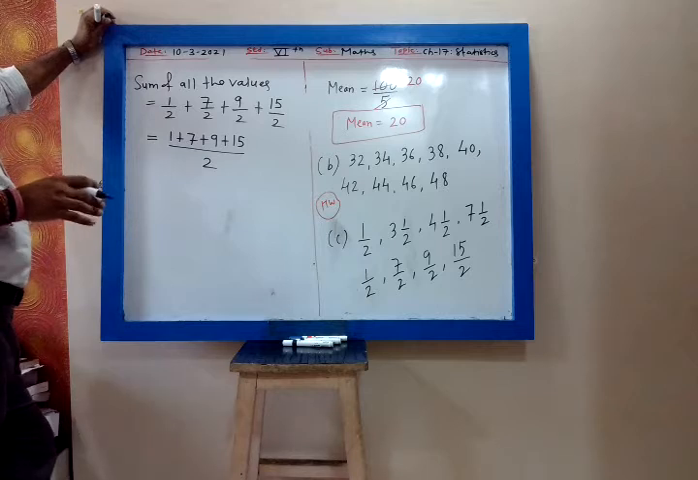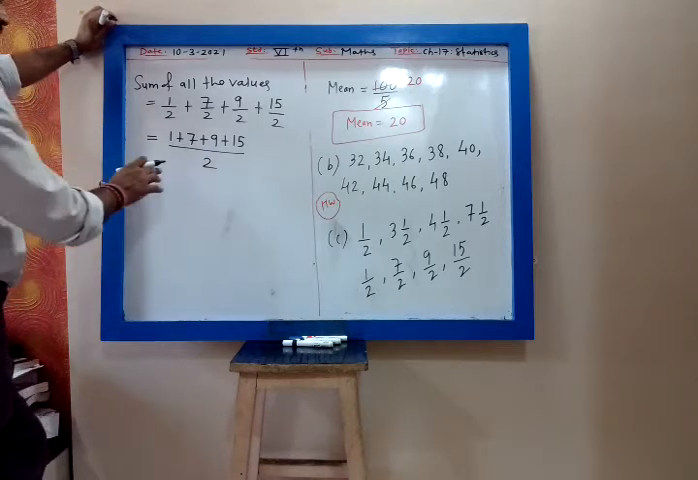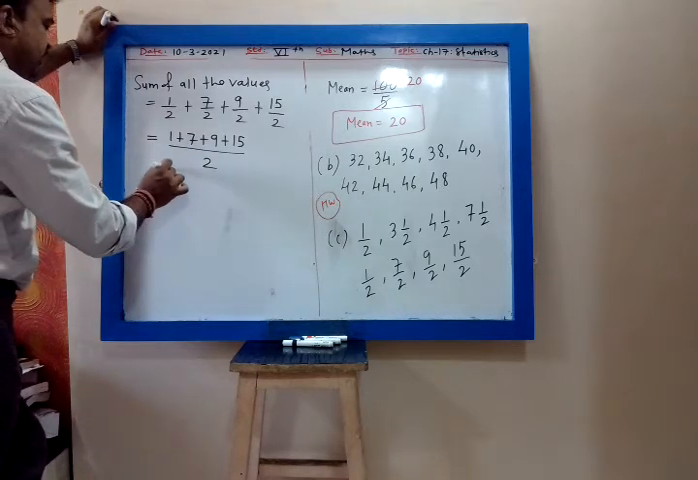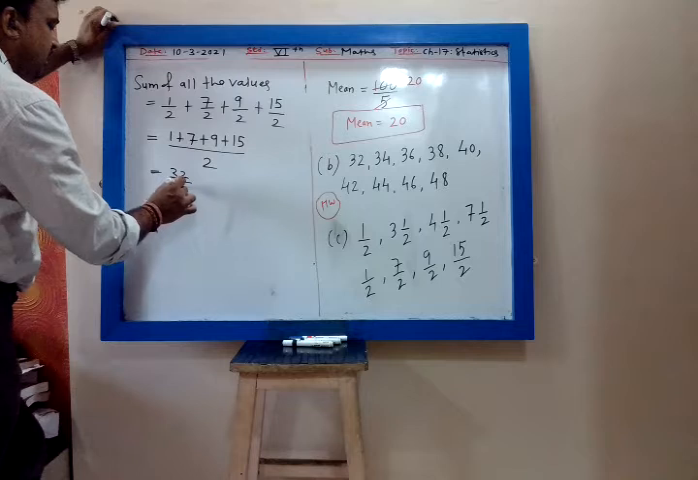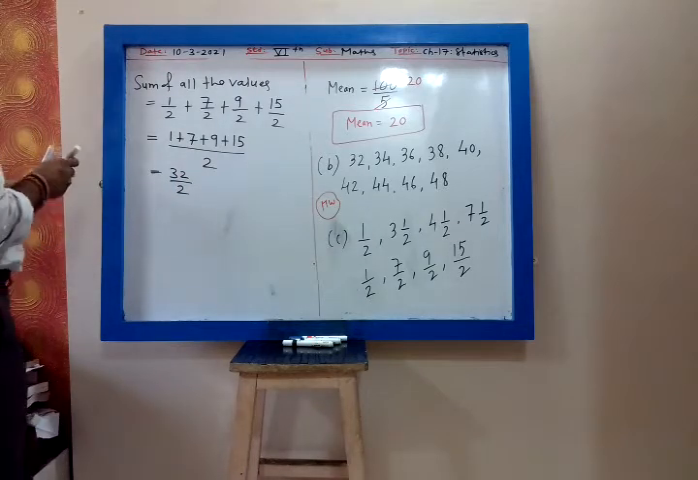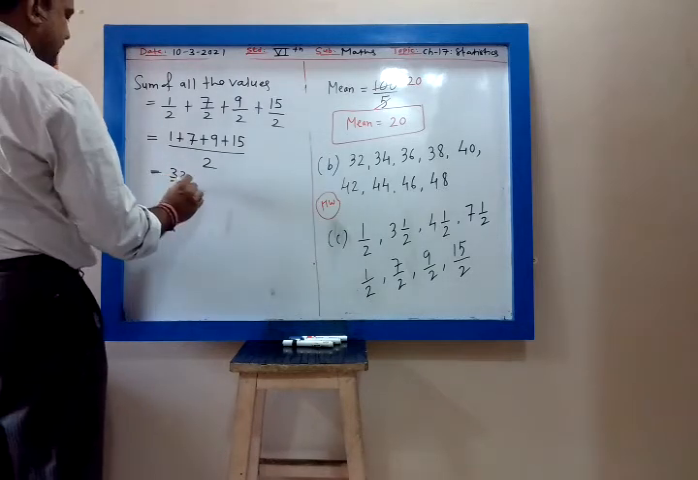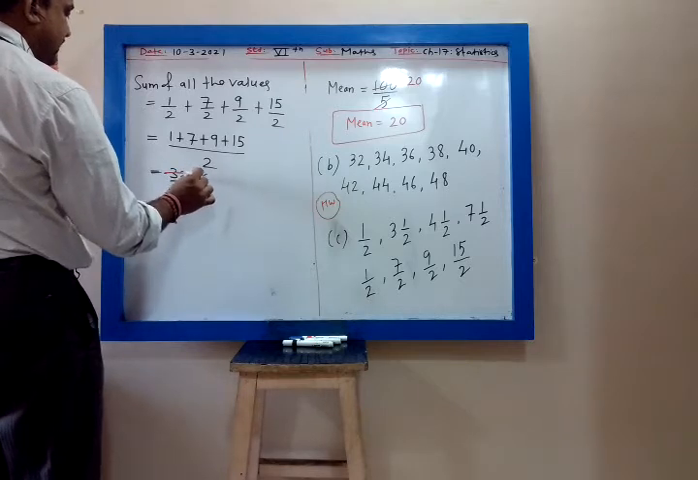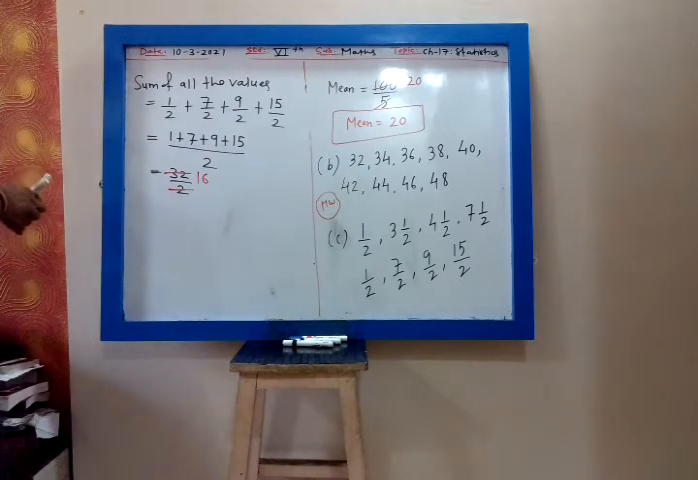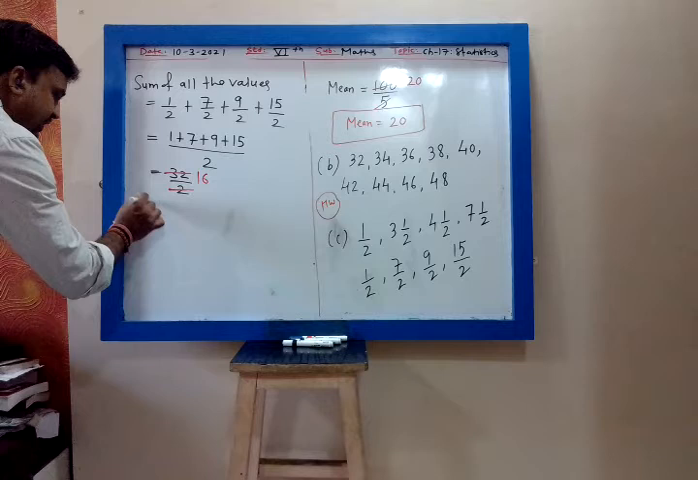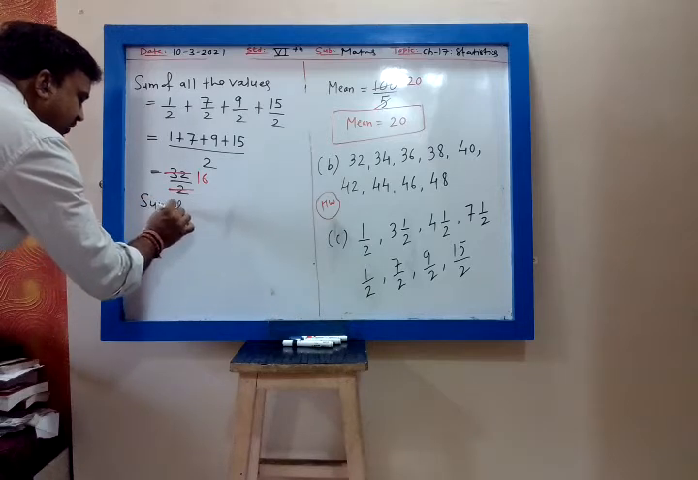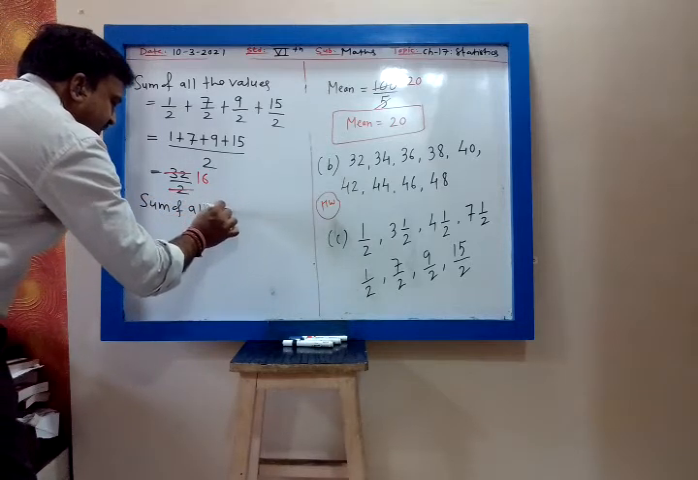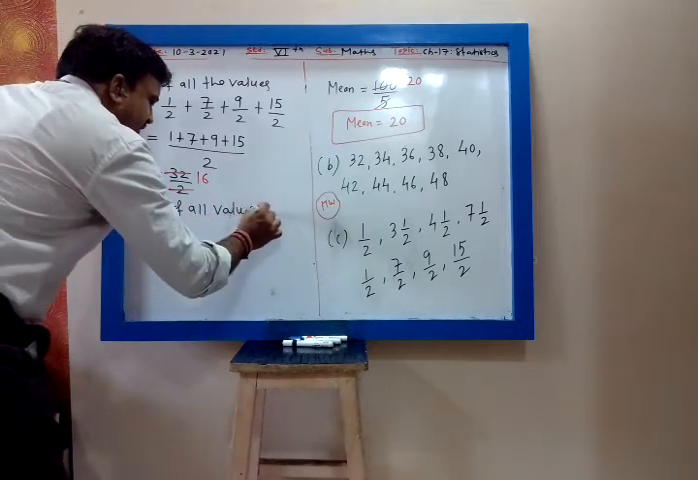If the denominator is not the same, then I will take the LCM. Then it is 32, 32 divided by 2. 32 divided by 2 is 16. 2 ones are 2, 2 eights are 16. So the sum of all the values is 16.